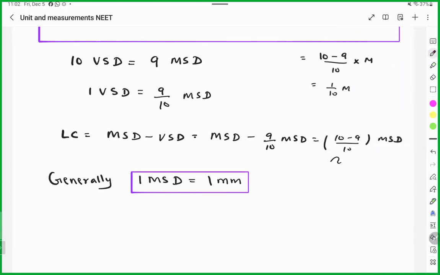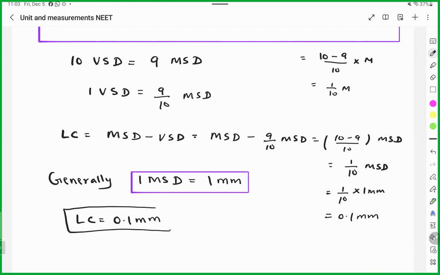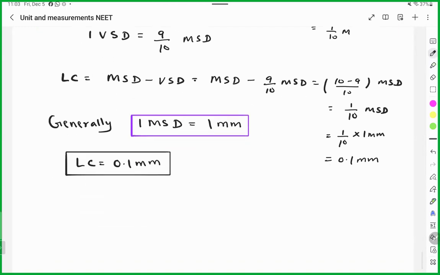What will be the least count in this case? This is 1 by 10 of MSD. MSD value is 1 millimeter. So what will be the least count value? 0.1 millimeter. That is the benefit. We can measure this small thing also. Understood?